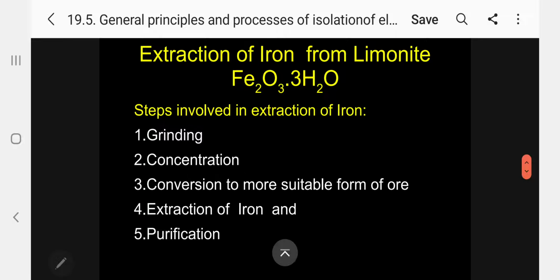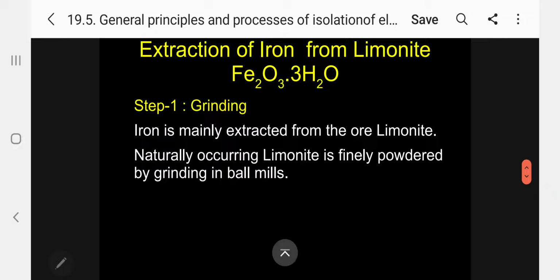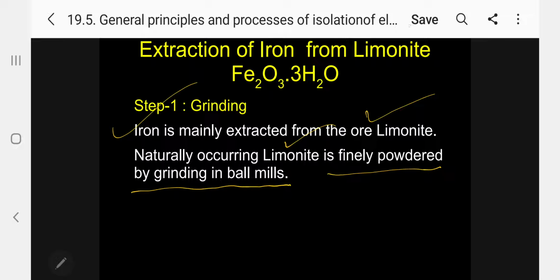As usual, we have 5 steps. The steps involved in extraction of iron are grinding, second step concentration, third step conversion to a more suitable form of ore, then extraction of iron, that is impure iron, and purification of iron. These are the 5 steps we are following. Step 1, grinding. Here, iron is mainly extracted from the ore limonite. Naturally occurring limonite is finely powdered by grinding in ball mills. Kindly follow.